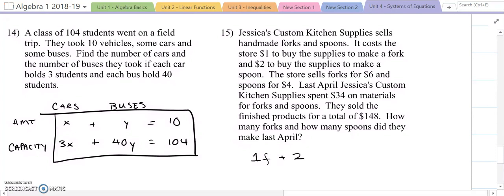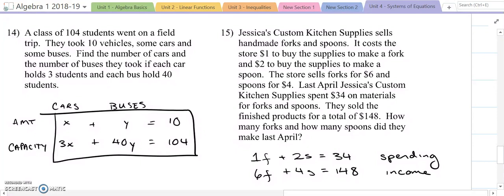I'm going to say that 1F plus 2S equals 34. That's my spending money. I'm going to say that 6F and 4S has to be the total amount of 148. That's my income. You can tell that I have F for fork, S for spoon, and again, there is a system of equations to solve.